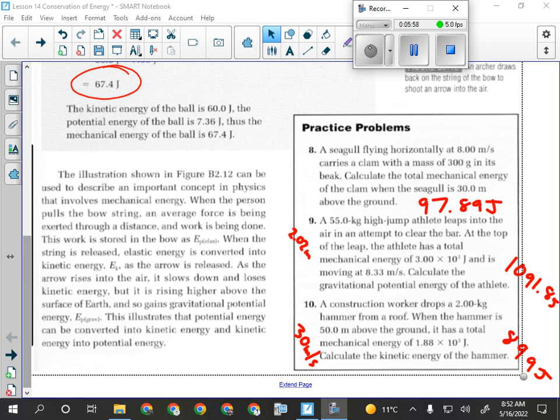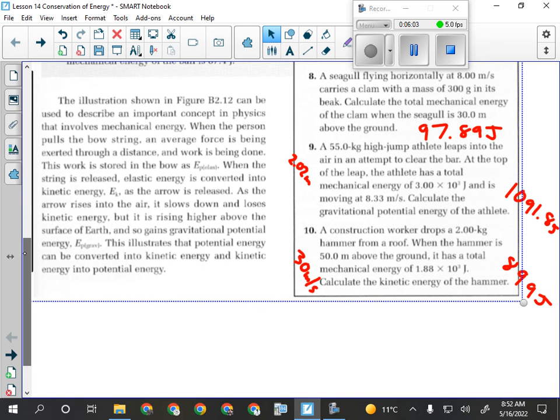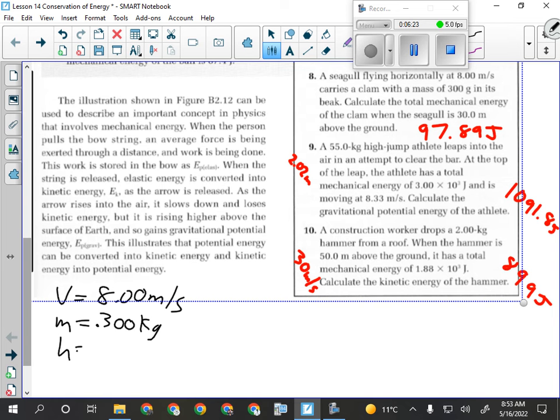Okay, so for the first one, for number 8, we're told that the seagull is flying horizontally at 8 meters per second. So we were given the speed. We were told it's holding a clam that has a mass of 0.300 kilograms, because they gave it to you in grams. And it is 30 meters above the ground. So in this case, does it have mechanical energy? It does. Does it have both kinetic and potential? It does. It's moving and it's above the ground.